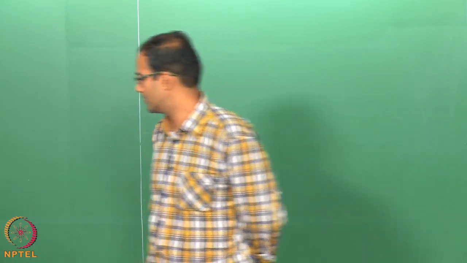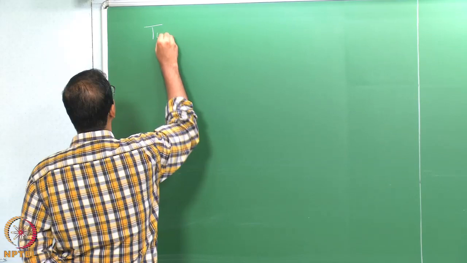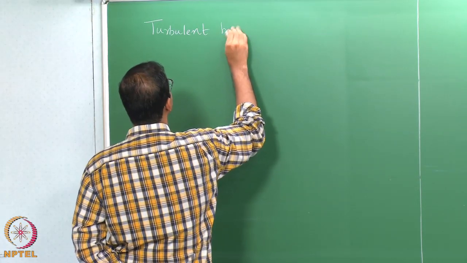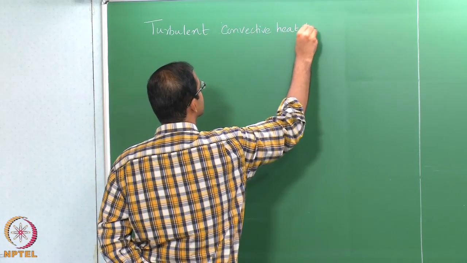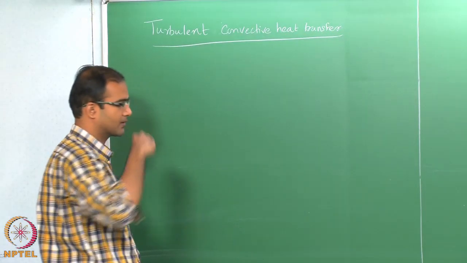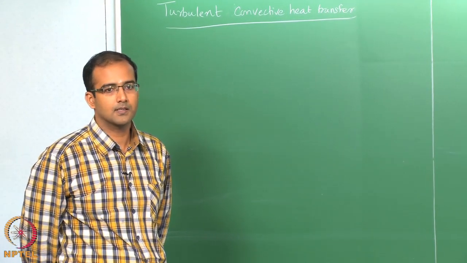So for the last four classes we will be looking at a new topic, a very important topic for practical engineering applications, which is turbulent convective heat transfer. Although we do not have too much time, since we were covering other topics for most of this semester, we will spend at least 4 lecture hours to emphasize the nature of turbulent convective heat transfer, because most of the practical applications that you are all dealing with, I am sure, are turbulent in nature.